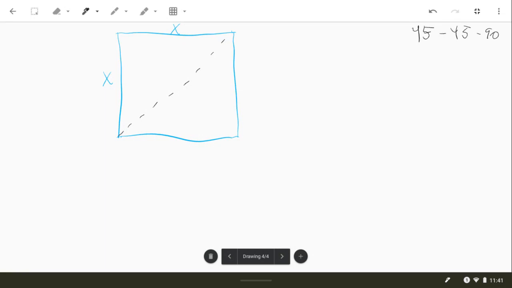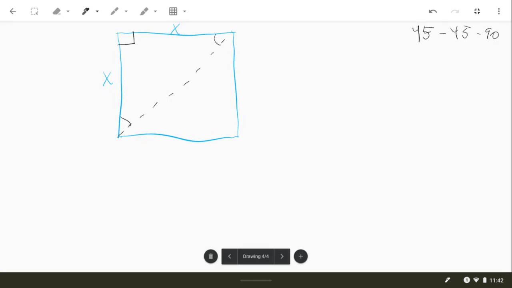So to start, we just have a square, and we're cutting it along the diagonal here. So we're going to end up with one 45-45-90 triangle, 90 degrees here. And then these angles right here are both 45 degrees.